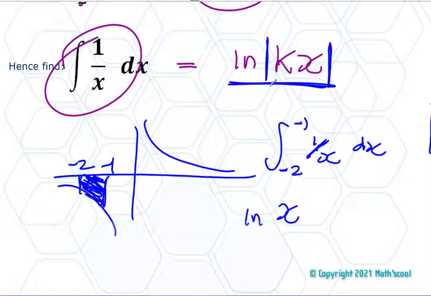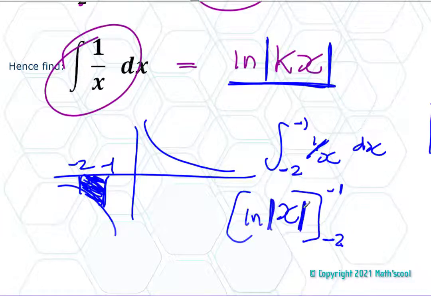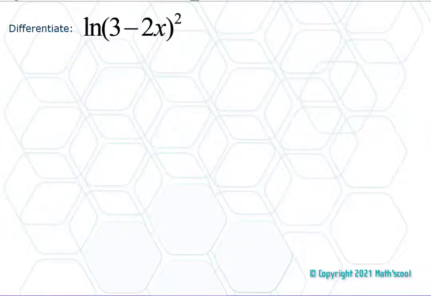Now if I don't use the modulus, what happens is I try and type in the minus 1 and the minus 2, and you can't do ln of negative 1 and you can't do ln of negative 2. But if I put the modulus in there, it fixes that problem. So it allows us to find the area on the original graph. So you're just going to have to remember that that's the rule. We're going to use a modulus whenever we do those.